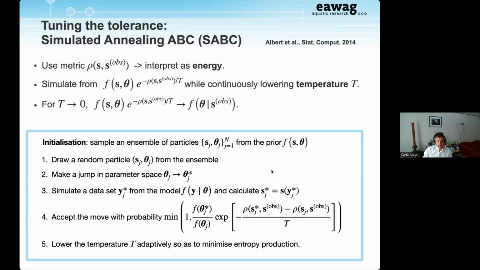So here in this box is a way that can be done in a sequential manner. But there are of course also parallel versions of that. And we can show that as long as we lower the temperature slowly enough with respect to some power law, we can guarantee convergence. But in practice, we always use adaptive versions where we lower the temperature in a way as to minimize entropy production, a quantity that we use as a proxy for wasted computation.